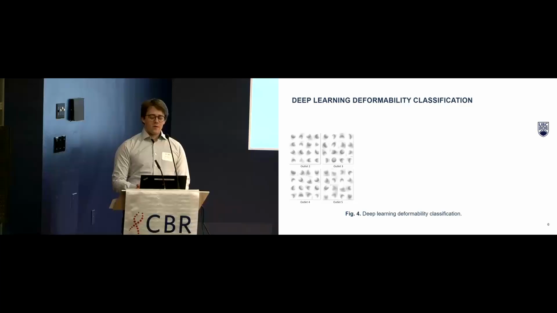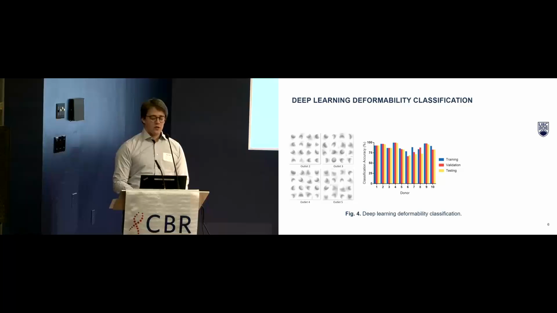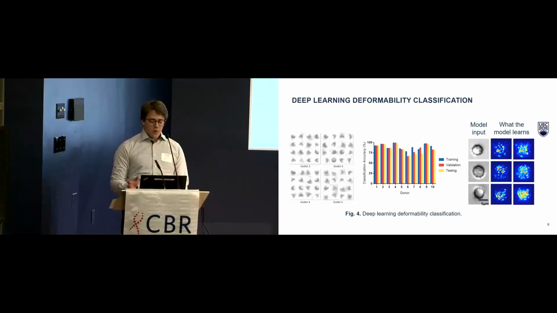Here on the left, we see example images from outlets 2 to 5 for our third donor. These images are input to the deep learning network to learn the relationship between cell morphological features and deformability. The middle shows the training, validation, and testing accuracies of our deep learning model for differentiating between soft and rigid red blood cells for 10 donors. And finally, on the right, we see a visual representation of the morphological features that the model identifies to be related to deformability.